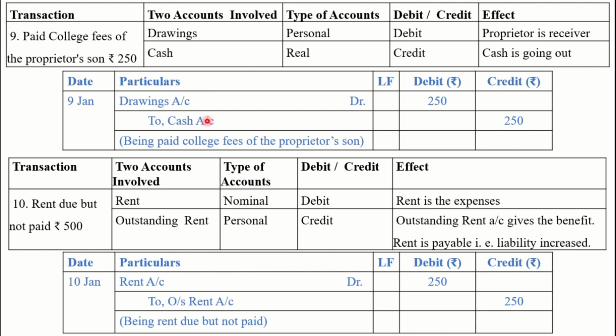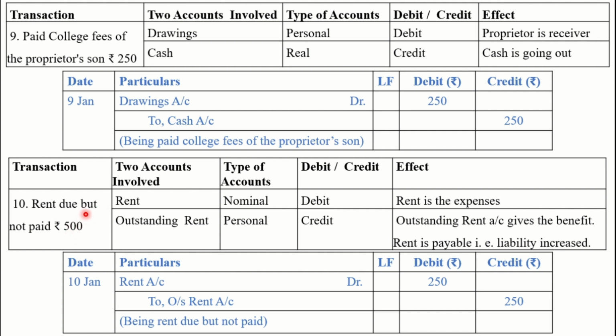This is the journal entry of this transaction. Paid college fee of the proprietor's son rupees 250. Date 9 January. Particulars drawings account DR 250. To cash account credited 250. Narration: being paid college fees of the proprietor's son. 10th transaction is rent due but not paid rupees 500.